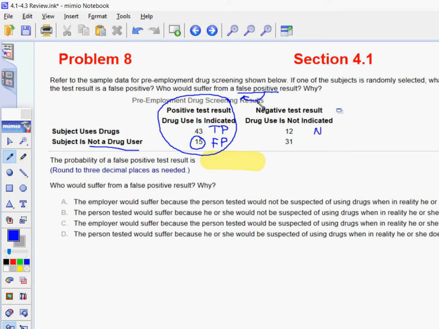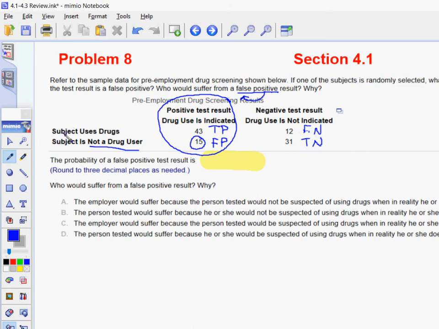Over here, these are the negative test results. The 12 represents negative test results, and they used drugs. The test said they didn't use drugs, but it was wrong. They actually did use drugs, so that's a false negative. And the bottom one must be a true negative. The test said they didn't use drugs, and they in fact did not use drugs, so that's a true negative.